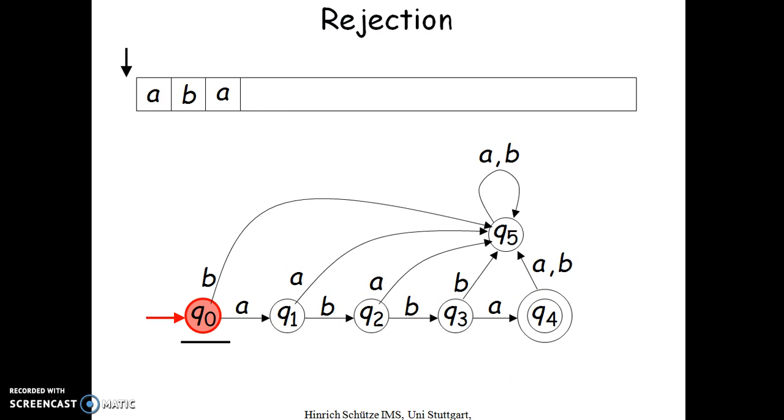Next, we'll see one more example which is rejected by the automata. The input is ABA. After reading A, I reach Q1. After reading B, I reach Q2. After reading A, I reach Q5. Q5 is nothing but the dead state. Once I reach the dead state, I cannot come back to the other states. So the input string ABA is rejected by the automata. This concept is called rejection, and the previous example explains acceptance of a string.